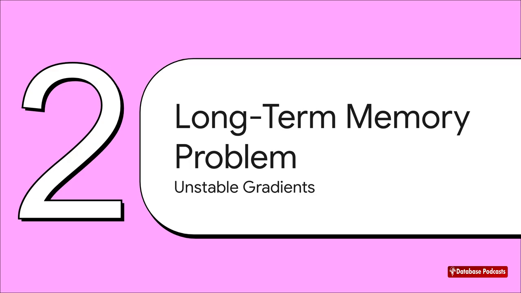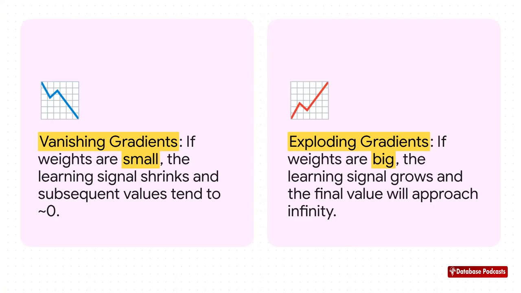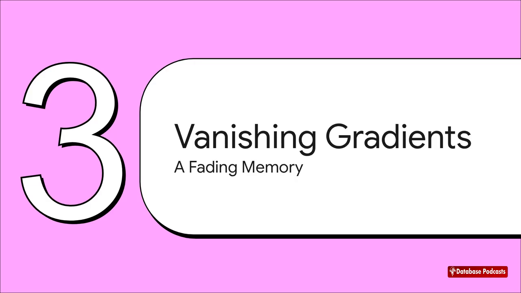You can just think of them as the error signals that tell the network, hey, you got this wrong, adjust this way. These two problems are two sides of the same coin: vanishing gradients and exploding gradients. One is like a whisper that just fades away into nothing, making it impossible to learn from the distant past. The other is like a shout that gets so loud it just blows out the speakers, making everything unstable. Let's start with that fading whisper of fading memory.